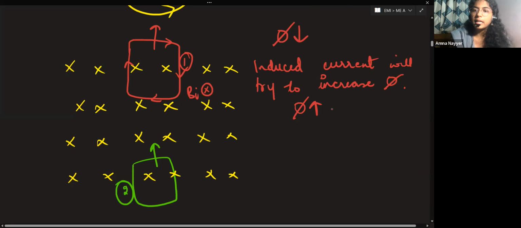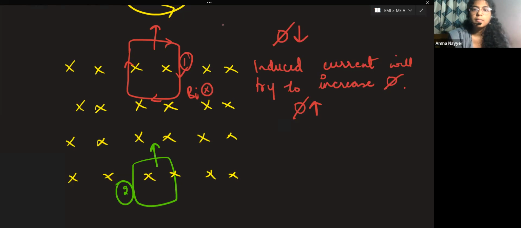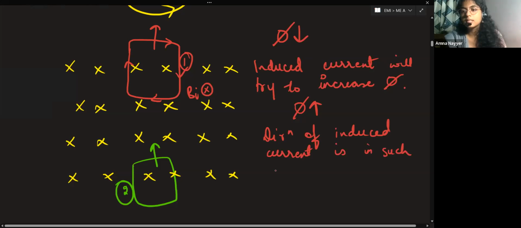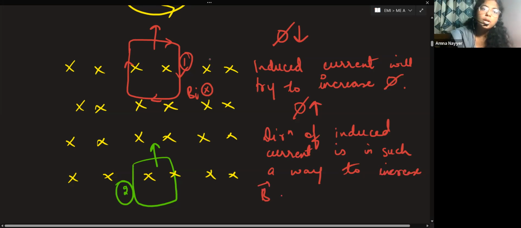So in the last part, I didn't write something. Induced current will try to increase the flux. Okay, Akifa, you're there. Fine. So what happened? Direction of induced current is in such a way to increase magnetic field. All right, Akifa, just look at this figure.